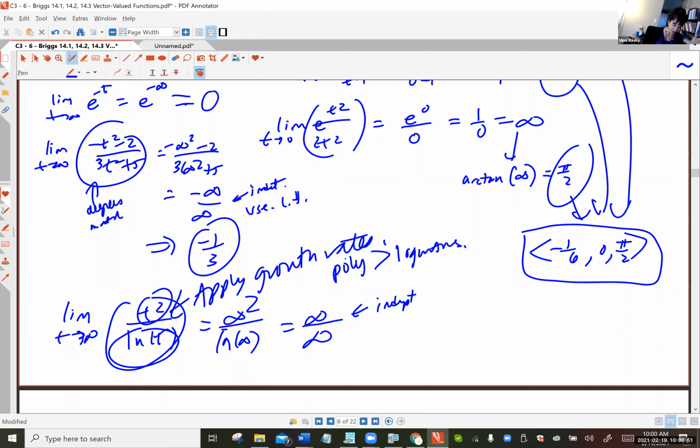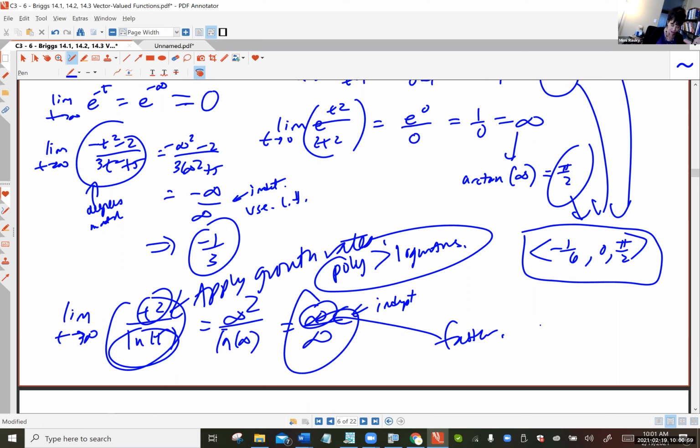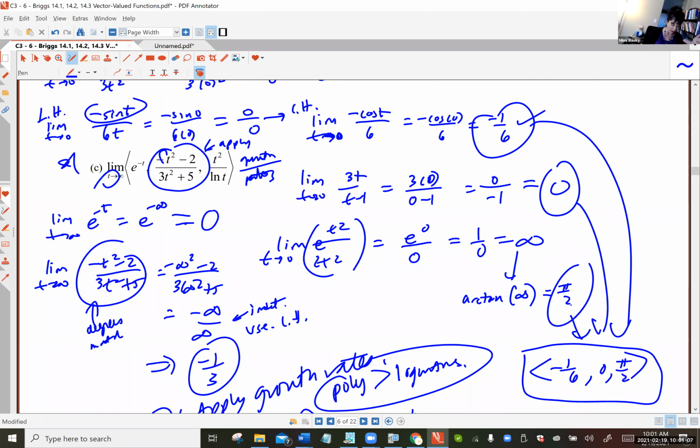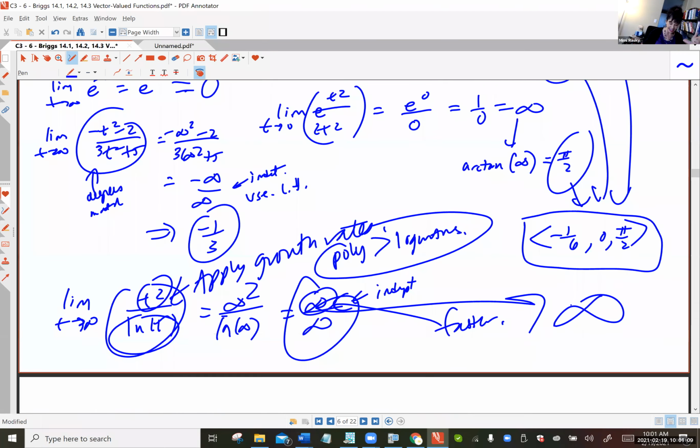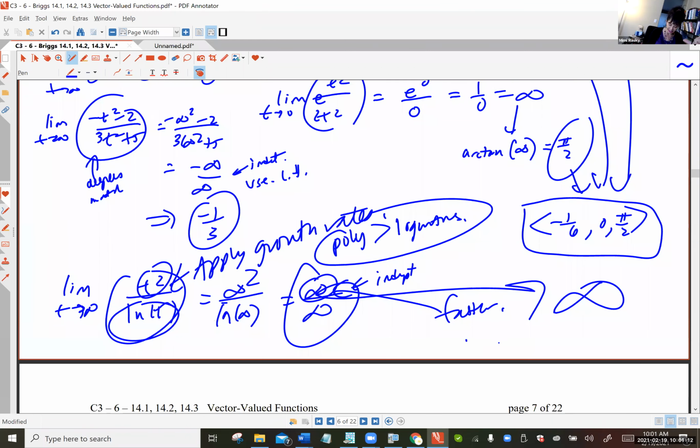But because polynomials go faster, the numerator goes to infinity so much faster than the denominator, this whole thing is basically going to blow up. It's going to blow out. Well, then what's the answer to letter C? Well, even though the first two components had answers, the final answer is the limit does not exist because the last component blew out to infinity, thereby making the entire thing blow out. And we're done. Congratulations, you're now officially done with section 14.1.